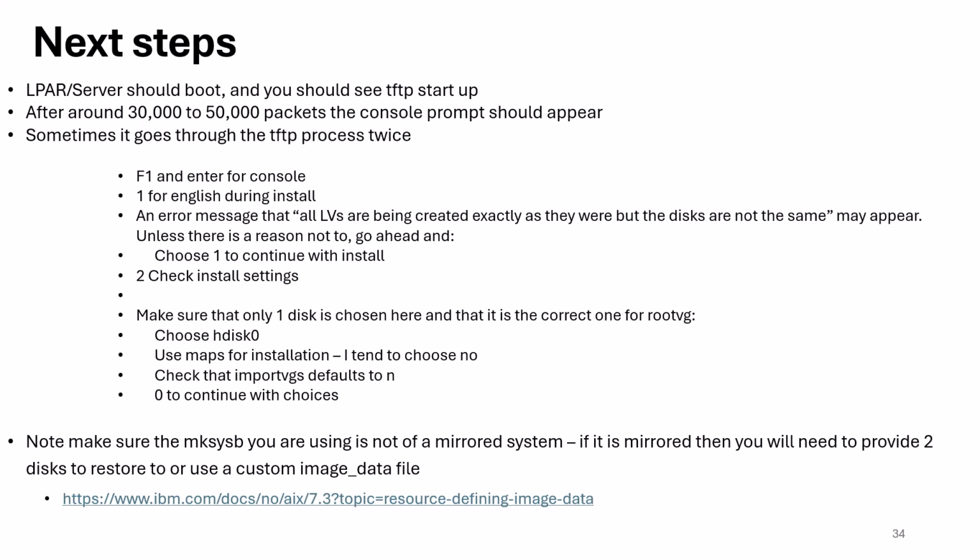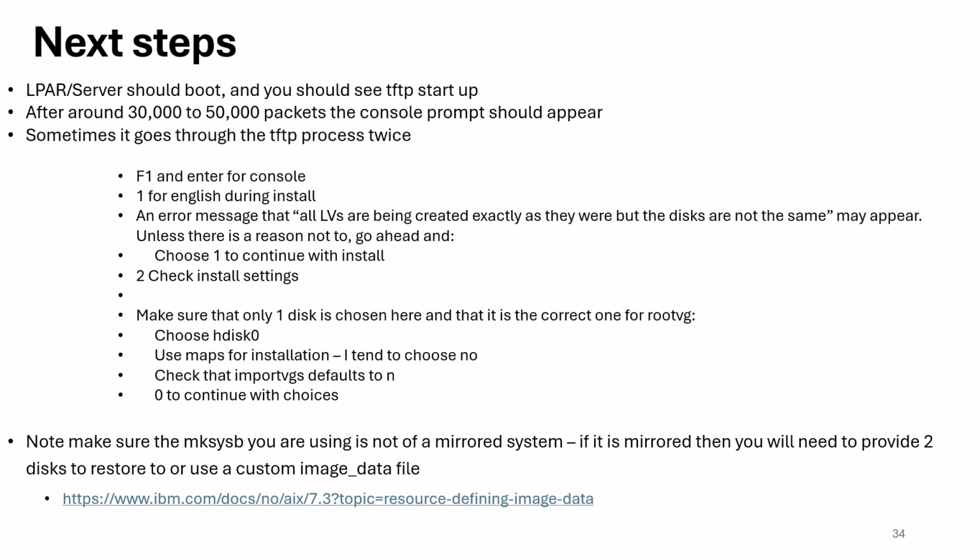Now I always then select option 2 to check the install and settings for a number of reasons. The first one is I want to make sure that only 1 disk is chosen and that it is the correct one for root VG. Now if you're running something like a NetApp, it's going to pick a disk for every path for the NetApp, and you're going to have to go and unselect them so that it's only picking 1 disk. And this can be an adventure, but that's a whole other session.